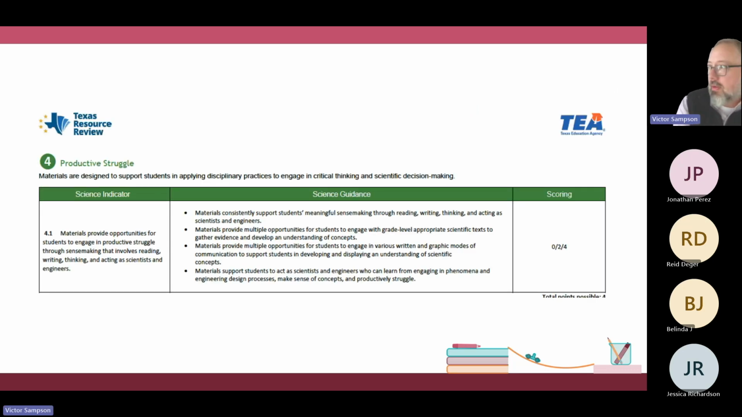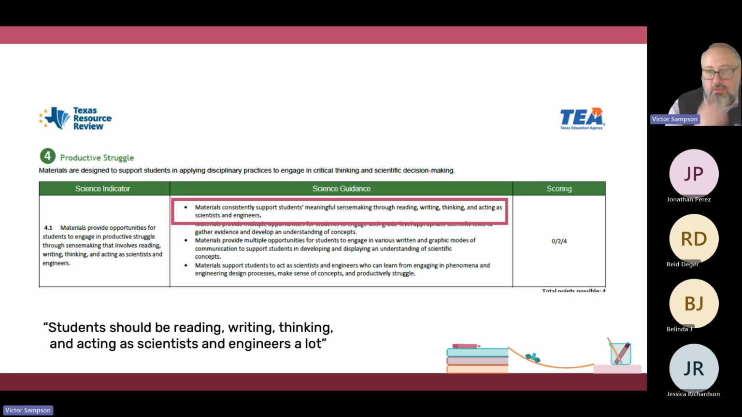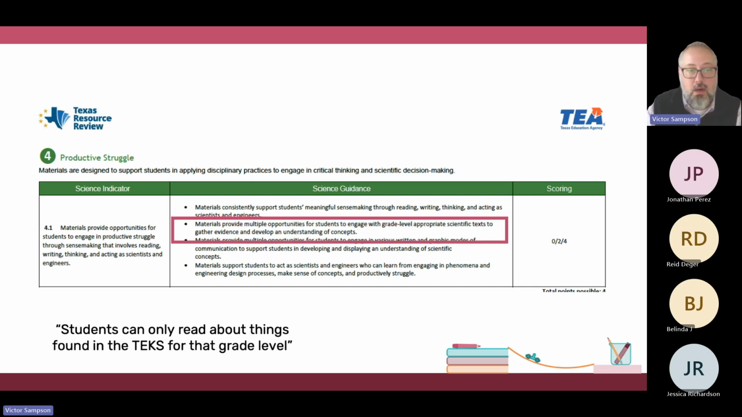The next one you go down is something called productive struggle, right? And the definition of that indicator is materials providing opportunities for students to engage in productive struggle. So this seems to be much more of a switch toward the student side of things. And it really has the guidance of what would meet that indicator would be things like students consistently sense making through reading, writing, thinking, and being scientists. And I think of that as students should be reading, writing, and thinking a lot.